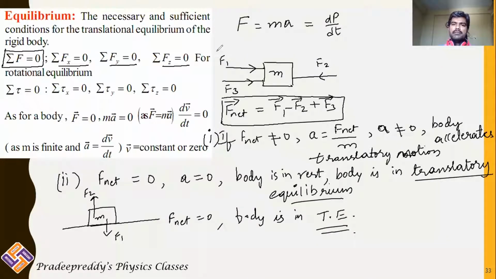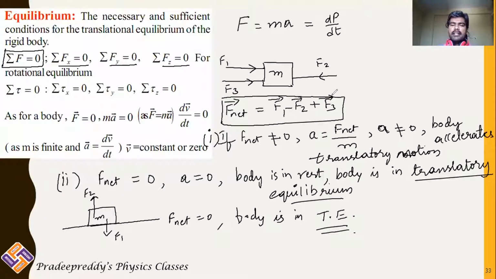This is the condition for translatory equilibrium. For translatory equilibrium, net force should be equal to 0. That is for translatory motion, but sometimes a body can be in rotational motion. About rotational motion, we will be discussing in the next coming chapters. But for the time being, just remember, for rotational equilibrium, torque acting on the body should be equal to 0.